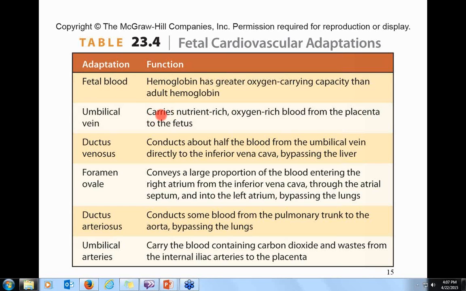You have the umbilical vein, and that carries the nutrient-rich, oxygen-rich blood from the placenta to the fetus. The ductus venosus, this kind of bypasses the liver. Foramen ovale, these bypass the atria and the lungs. The ductus arteriosus, it also connects the blood from the pulmonary trunk to the aorta, so this too bypasses the lungs, because again, the lungs aren't needed to oxygenate the blood. And then we have the umbilical arteries that are going to carry away carbon dioxide and waste.